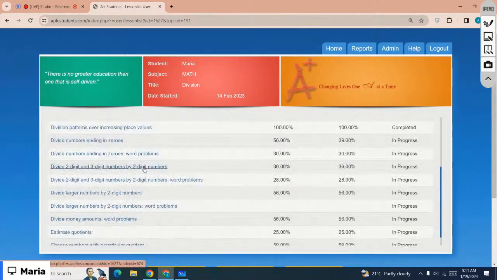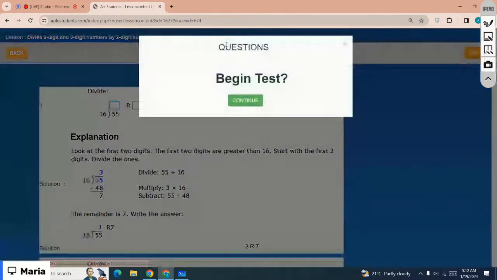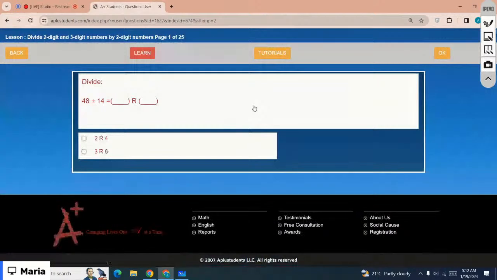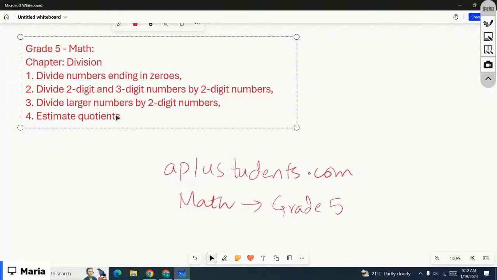The next one is divide two-digit and three-digit numbers by two-digit numbers. Basically, we are going to learn the long division method now. So let's just start with an example. Let's start with the test question. 48 divided by 14, right? Let's just divide 48 divided by 14.